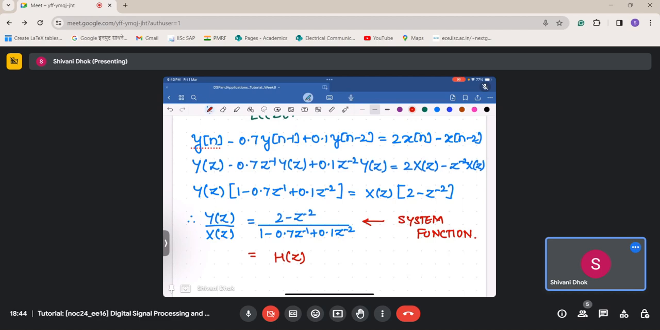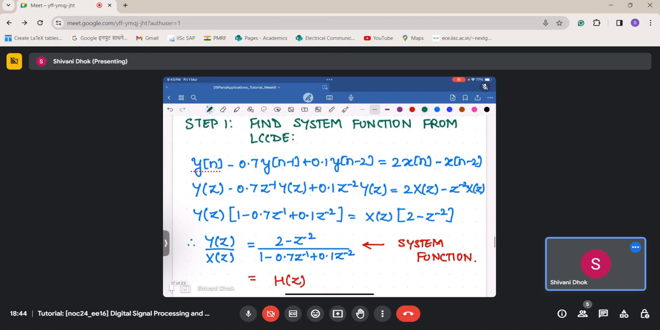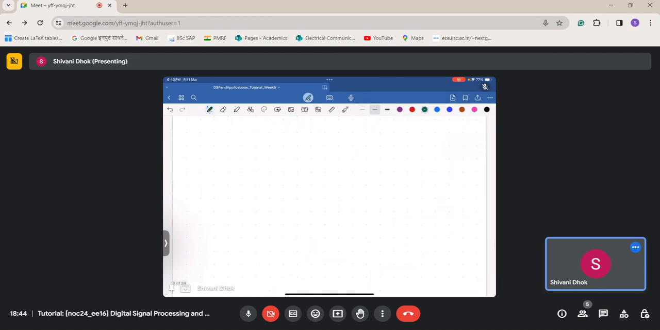Okay, so this was step 1. Now let's go ahead to step 2. So step 2 is find the z transform of x of n, which is x of z.